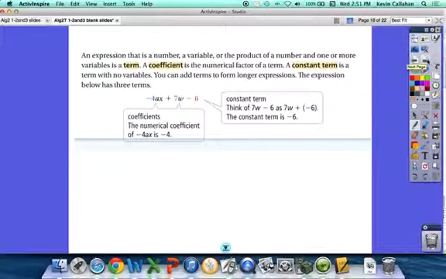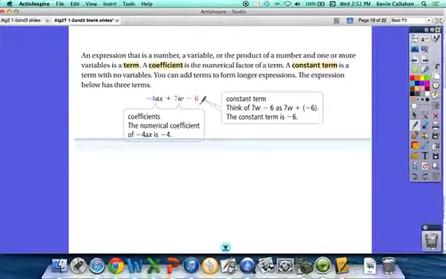Okay, next, simplifying expressions. First, there's a couple of vocabulary words that we have to be familiar with because we're going to use them over and over again. One of them is term. What do we mean by a term in an expression? The easiest way to get at it is to say, in this expression right here, how many terms do you see? 4ax, negative 4ax plus 7w minus 6. How many terms is that? It's 3. How do you identify the terms? How do you distinguish between them?